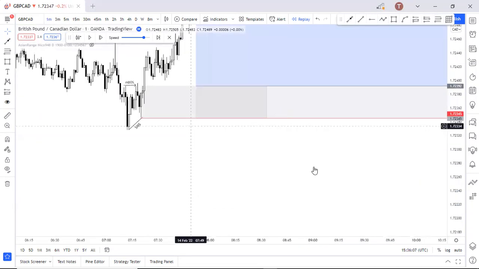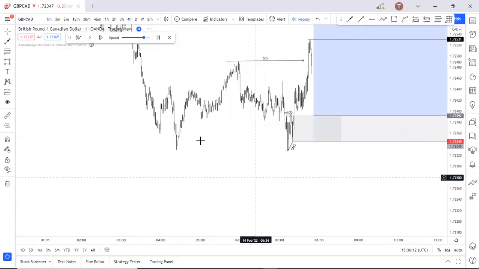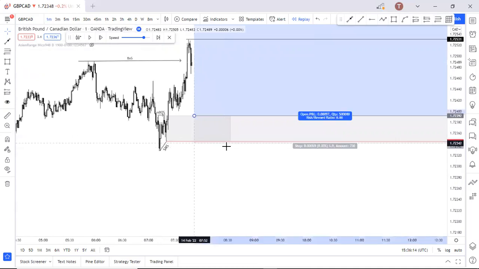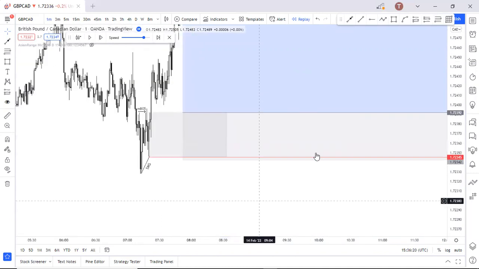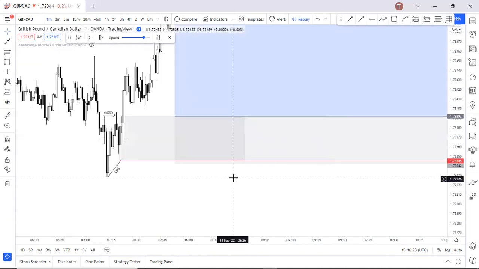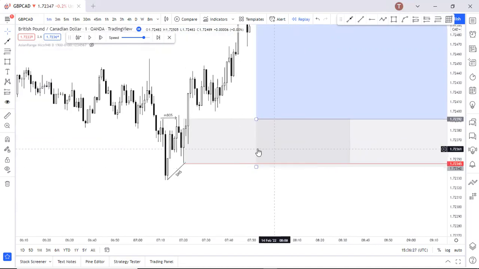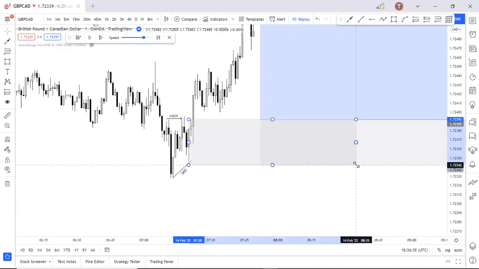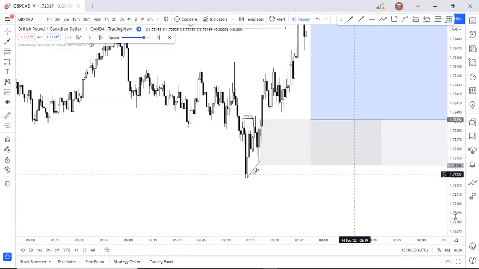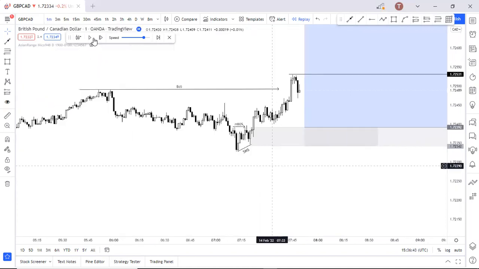Also, I think I had a 5 pip stop loss, yeah, which was a little bit below this low. Sometimes you need to give yourself room because the spread varies from broker to broker. So you want to make sure you give yourself enough room just to be safe. You don't want to be taken out of a winning trade. So let's allow the market to run.